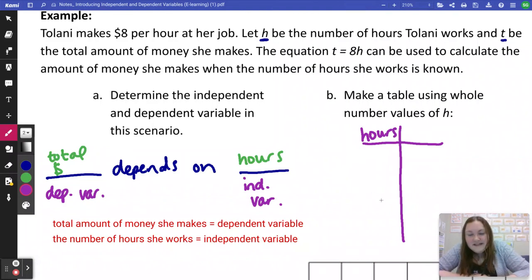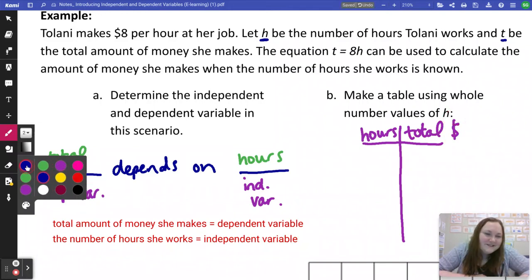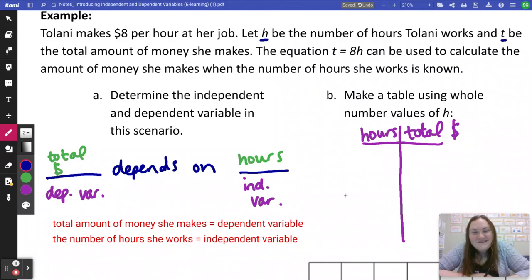So when I go to create my table, I've got that first column, remember, is going to be our hours. And then that second column is going to be the total money. So if we go to start filling out our table, maybe we'll start this the same way we started the one above. If she works 0 hours, well, if you don't work, it means you make no money. So we get that first pair of numbers in our table is going to be 0, 0.